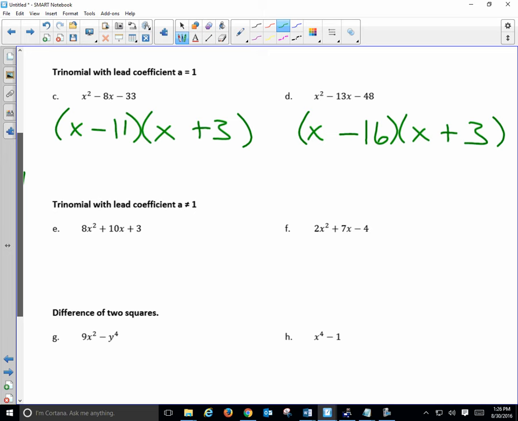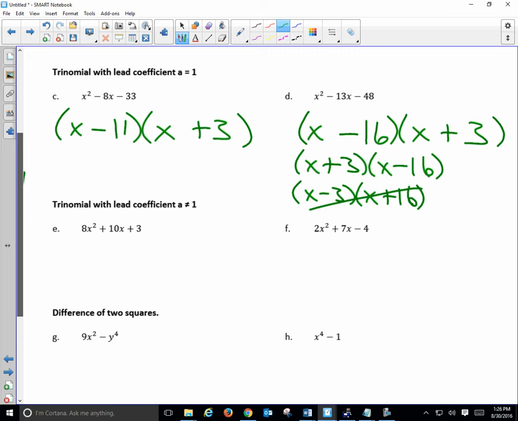Negative 16 and 3 are the two numbers. Is that the same as x plus 3 times x minus 16? Why? Because multiplication is, so the C rhymes with ammutative. Commutative, yes. But if I were to write it like this, is that the same?